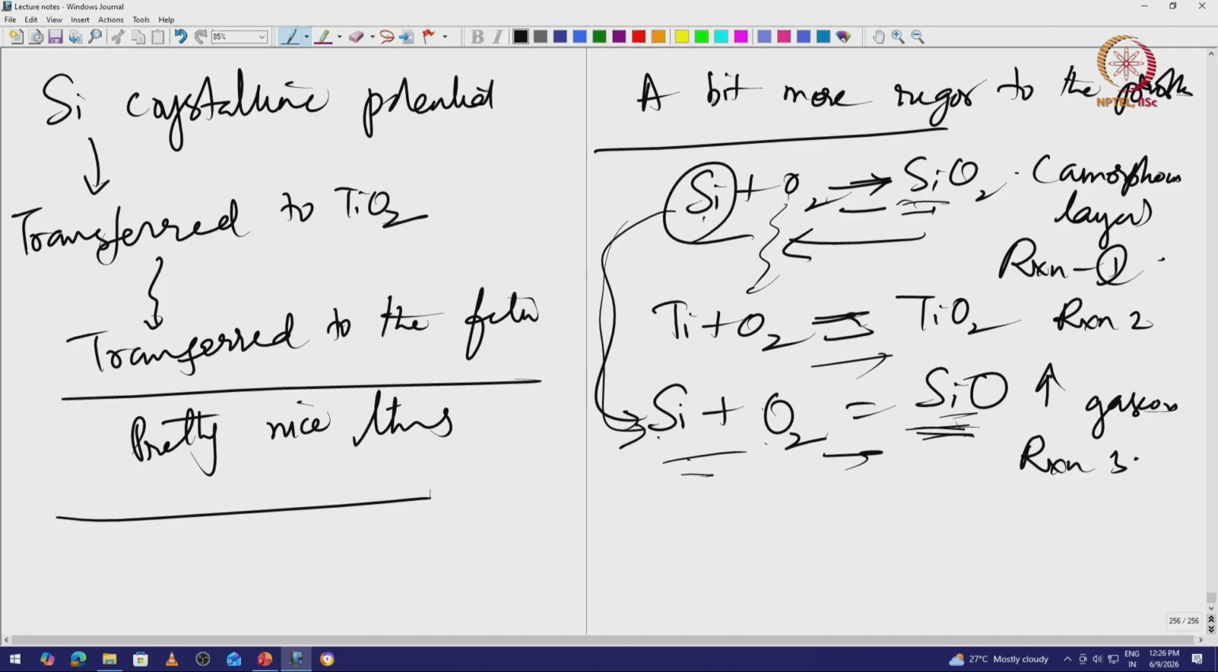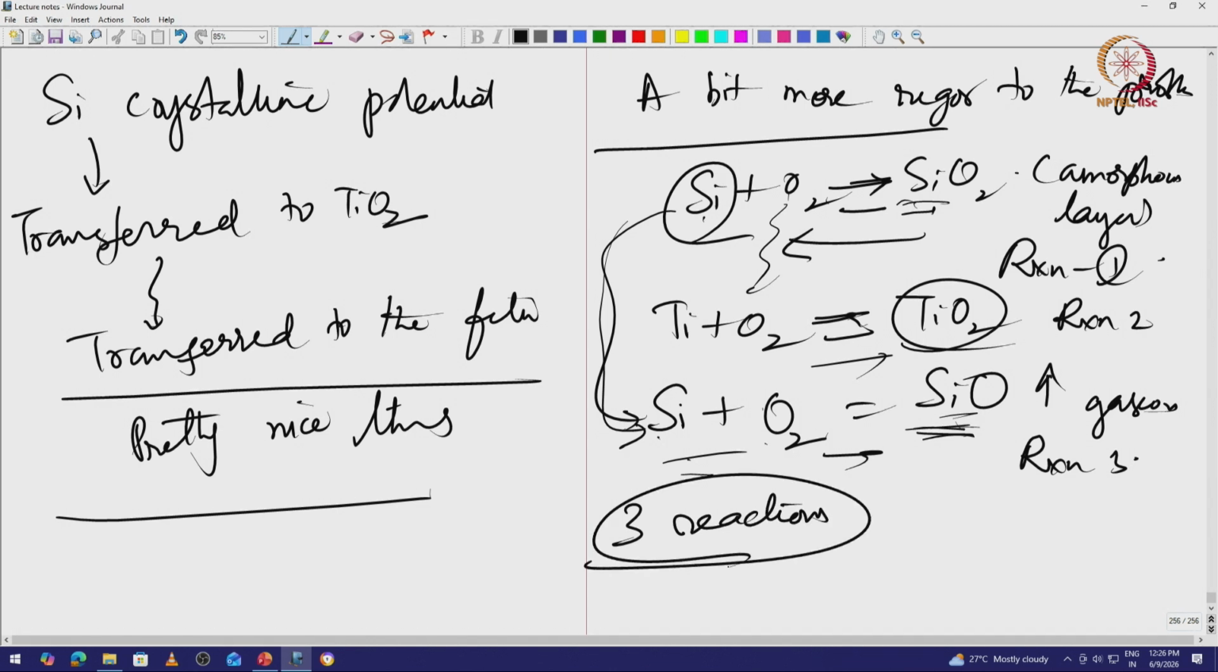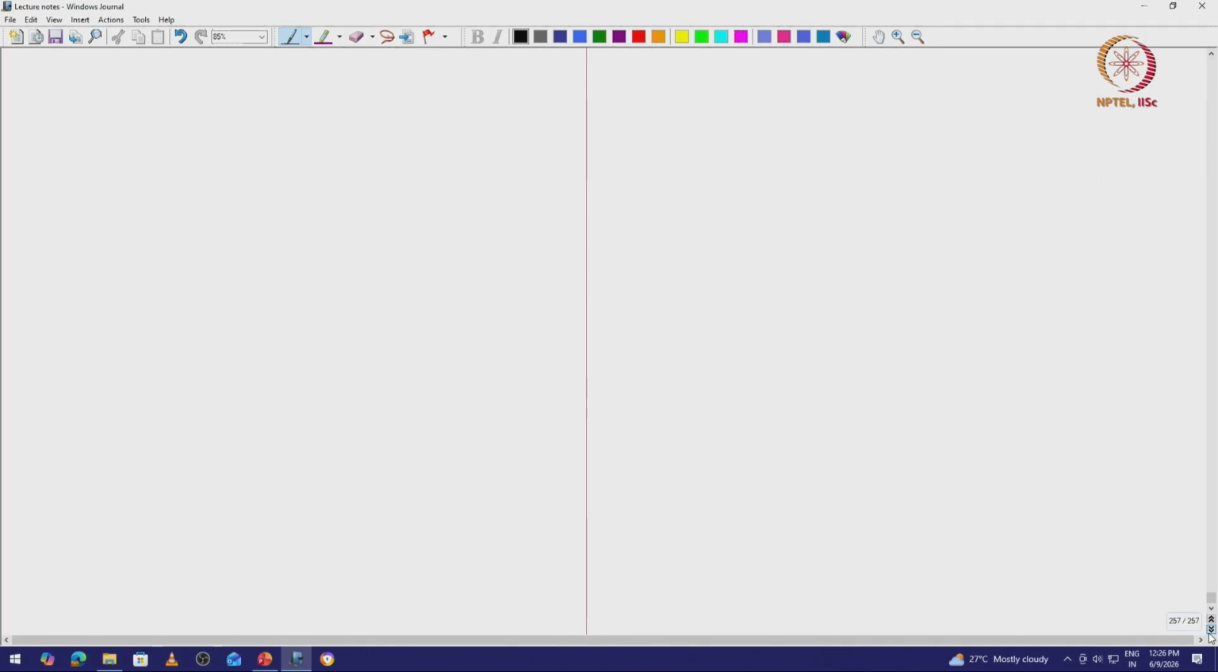So with a titanium oxide seed, if I am using all three reactions, things get a bit more complex. How many species do I have? I have three species: silicon, oxygen, and titanium. They are going to react with each other, and so I have three independent reactions.